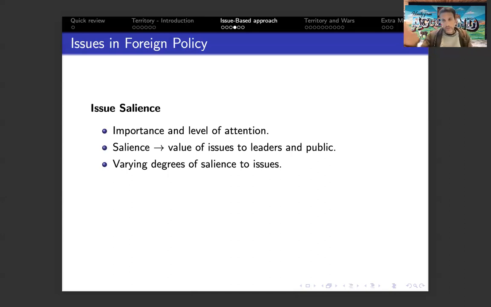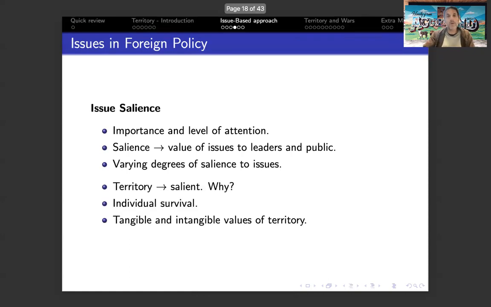Okay, so all that was just an introduction to the idea of an issue-based approach to foreign policy and the critical concept of issue salience, and how that relates to us. For our purposes, we should think about the fact that territory may represent, or the argument in the literature is that territory represents, a salient issue. Why is that? Mostly because it consists of a lot of resources that are essential for individual survival. And that led a lot of the earlier scholars to suggest that territorial issues are at the top of the list of the most salient issues that we have.